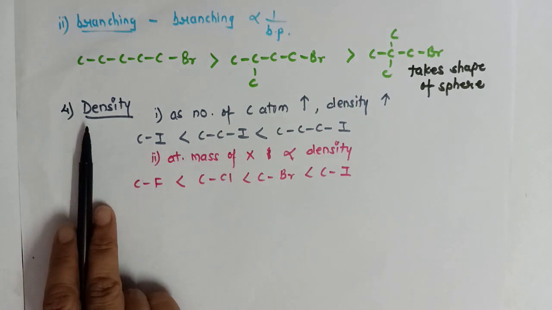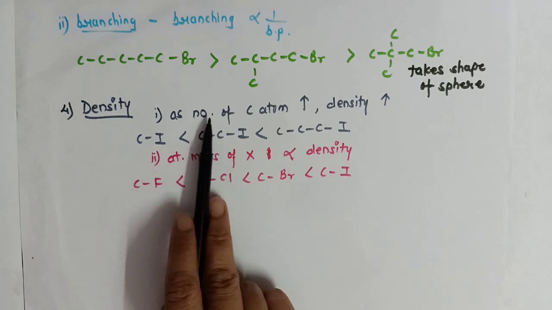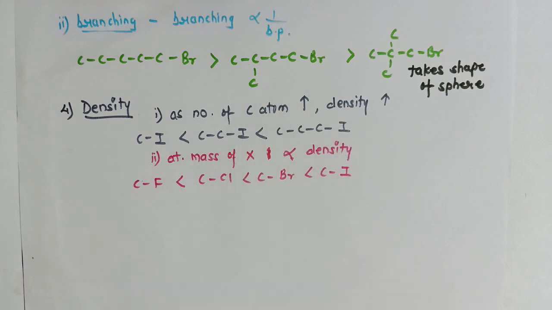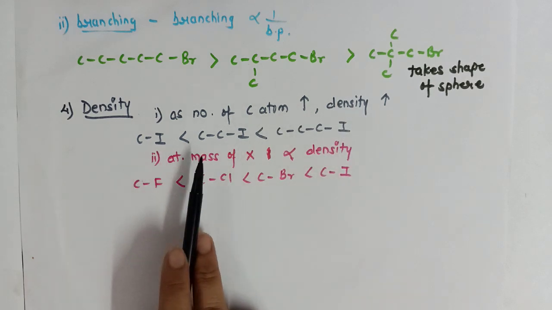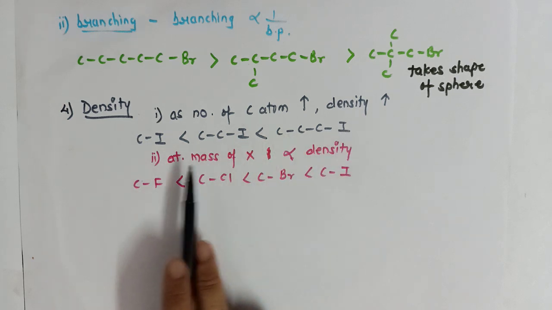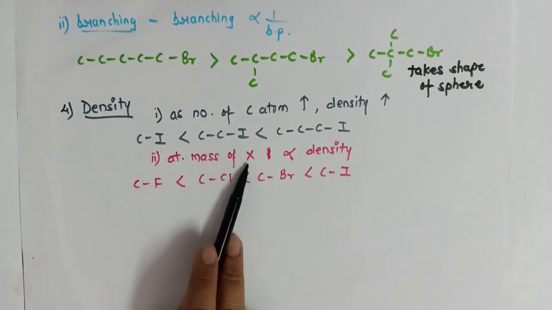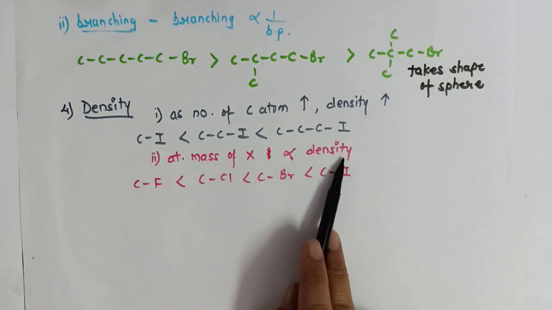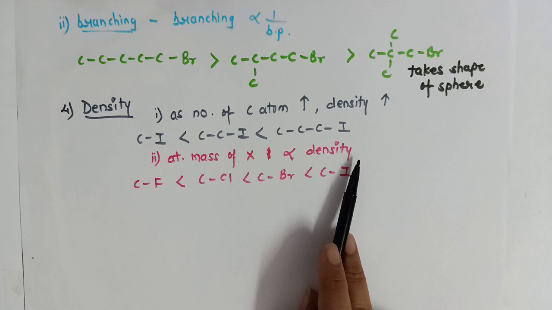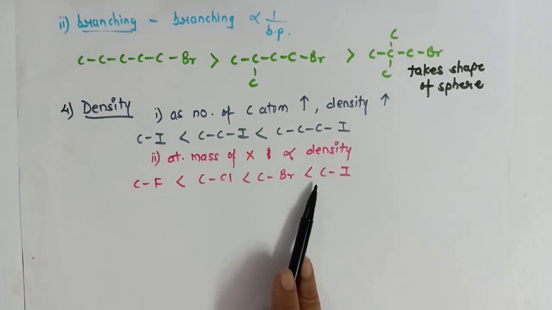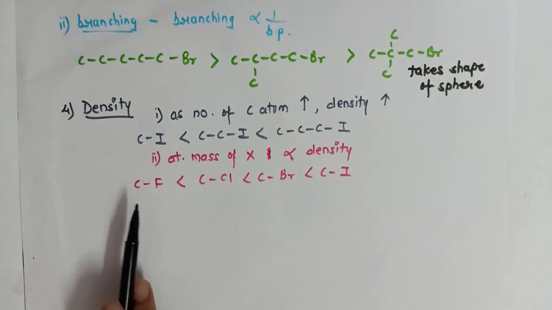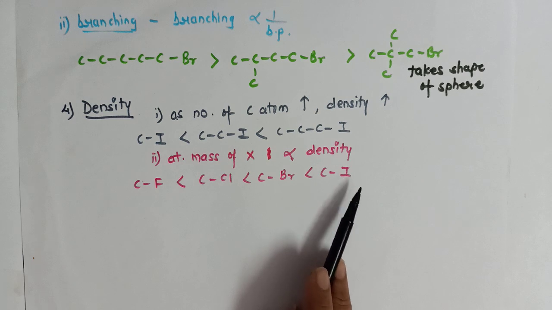The last one is density. In density also there are two factors. As the number of carbon atoms increases, density increases. Again, I can say these are directly proportional to each other. For example, iodomethane will be less dense as compared to iodopropane. The second factor is atomic mass of halogen. Atomic mass of halogen is directly proportional to density. That means as the atomic mass of halogen increases, density also increases, and therefore needless to say iodomethane will be most dense as compared to fluoromethane, as the atomic mass of iodine is the largest one.